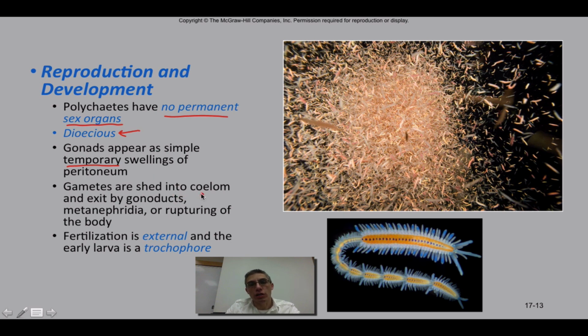The gametes are going to be shed into the coelom, and they're going to exit either by the gonoducts, metanephridia, or simply a rupturing of the body. And so what you have over here on the right-hand side is actually a mass spawning of polychaetes. In this case, you're looking at animals where these areas that you see right here are actually the reproductive parts. And so what happens is these reproductive parts actually will be released by the worm. And during this time, as they're released, they kind of float up to the surface, and these parts will actually rupture or they will explode. And when they do that, of course, it releases all the different gametes, so the sperm and the egg.